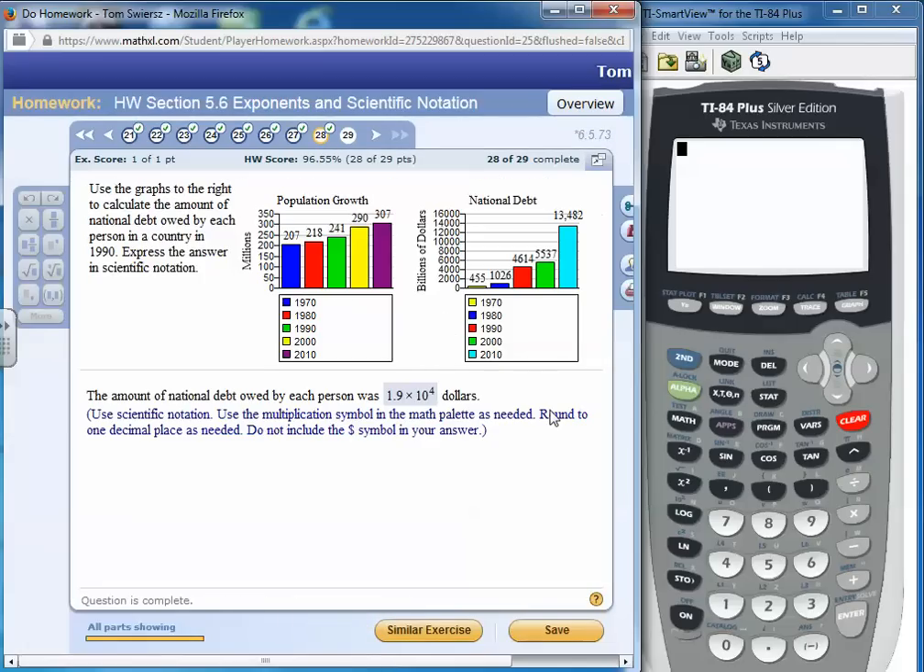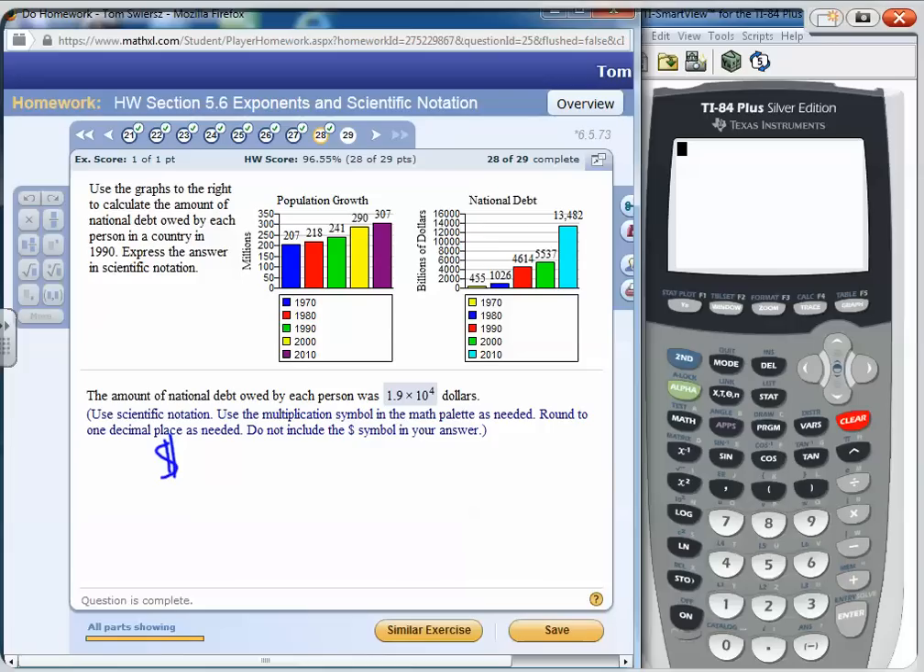Okay, number 28, use the graphs to the right to calculate the amount of national debt owed by each person in a country in 1990. Express the answer in scientific notation. The national debt owed by each person is the amount of money divided by the number of people. If it was $100 and there were 5 people in the country, that would be 100 divided by 5, which comes out to 20 per person.